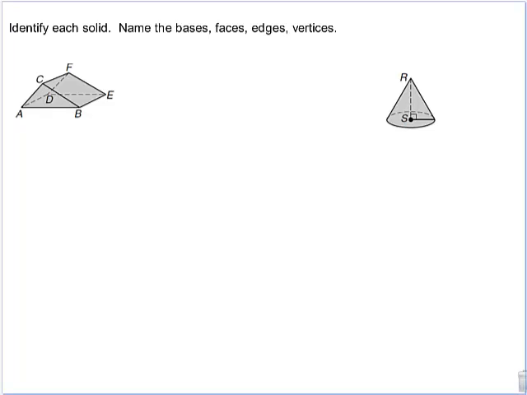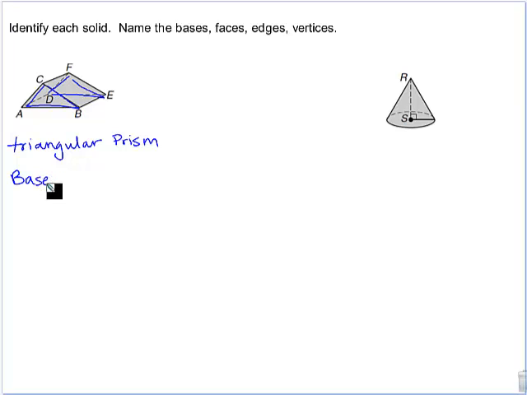Next one. So here we see it's definitely not a pyramid because we're not meeting up at a point. So this is a prism. And you have to figure out what the shape of our bases are. Here I see these 2 sides are the parallel sides, so those are triangles. So we would call this a triangular prism.